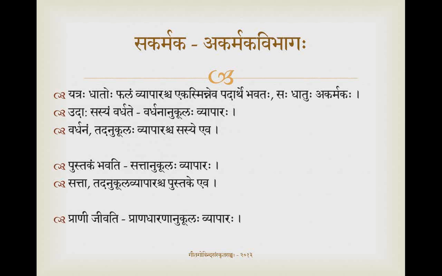Jivati. So pranadharananukulaha vyaparaha. So you have pranadharana. So this is where you can see clearly. Pranadharana is to hold the life. All the actions which facilitate holding that life are what make it jivati. So the pranadharanam, the holding of life, is in that prani, and the vyapara, everything, say the heartbeat and all the systems working which enable it to live, is also in the prani. So therefore jivati is akarmaka. So we saw what is dhatvartha, and based on the phala and vyapara we have the dhatu being sakarmaka or akarmaka.